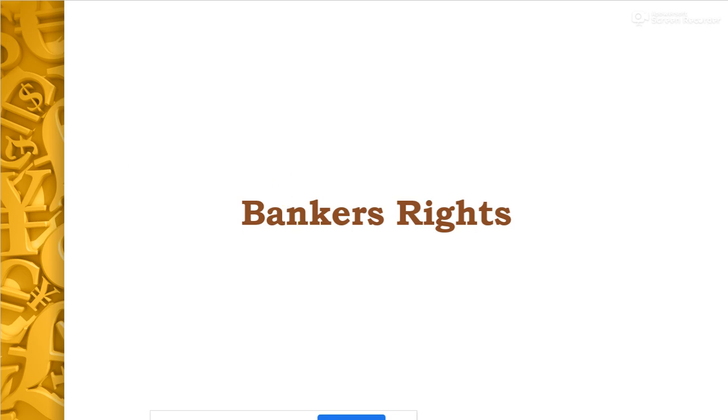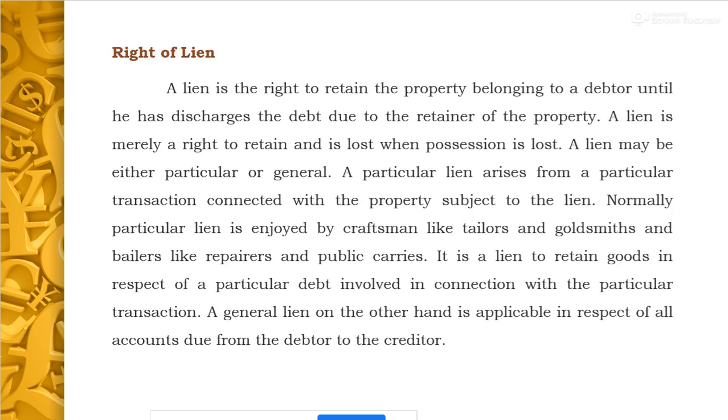Today we will discuss the right of lien. What is meant by right of lien? I think you have already studied lien in business regulatory framework. Anyway, we will discuss what is meant by lien, what the different types of lien are, and what the right of lien available to a banker is. So the first right is the right of lien.